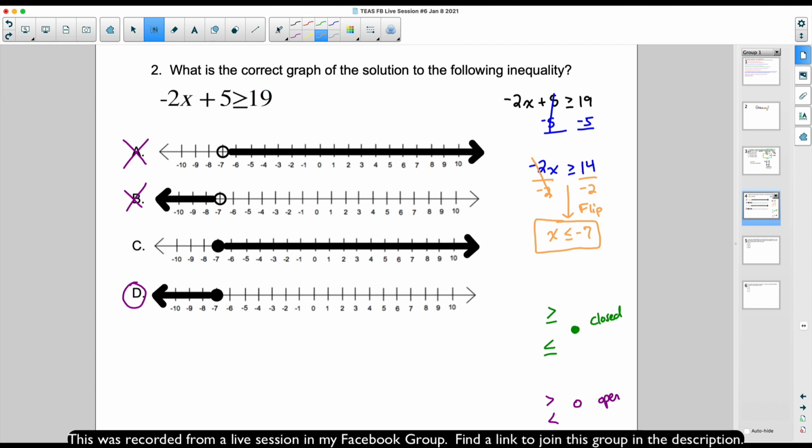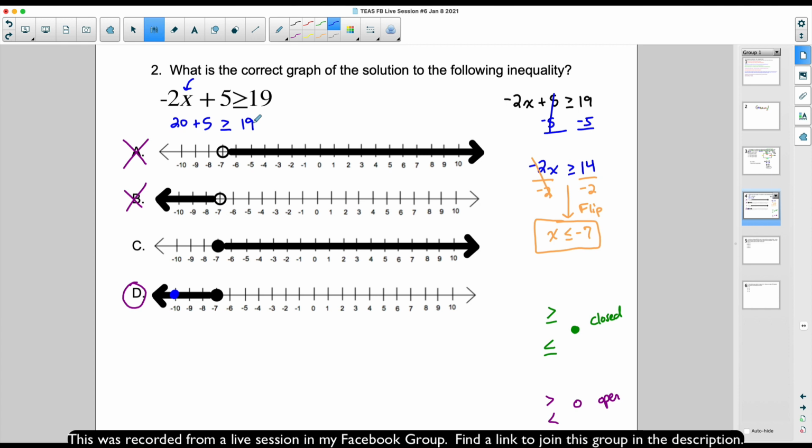However, let's take our correct answer, D. I'm going to pick another random point, but I'm going to pick one that's in this shaded area. For example, -10. If we plug -10 into here, -2 times -10 is a positive 20. I'm just plugging in some random number now. So -2 times -10, positive 20, plus 5, that gives us 25. And yes, 25 is greater than or equal to 19.